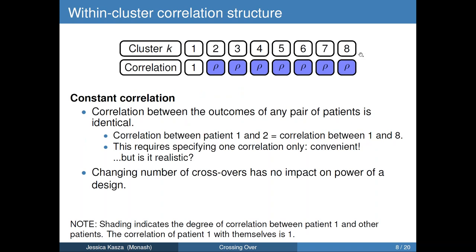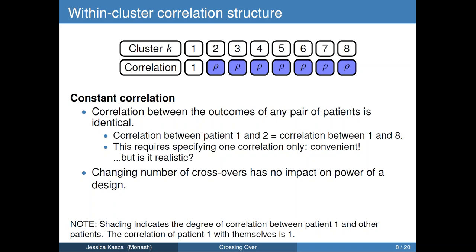So here I've got a bit of a diagram to graphically display what's going on. Here we've got our eight patients within cluster K, and here we've got the correlation between patient one and each of the other patients in the trial. The correlation between the outcome of patient one and themselves is going to be one. The correlation between the outcome of patient one and patient two is going to be some number rho. And the constant correlation structure tells us that this correlation coefficient is going to be the same for any pair of subjects. So the correlation between patient one and patient two is going to be the same as the correlation between patient one and patient eight, even though some time has elapsed between the inclusion of these patients within this trial and the measuring of their outcomes.